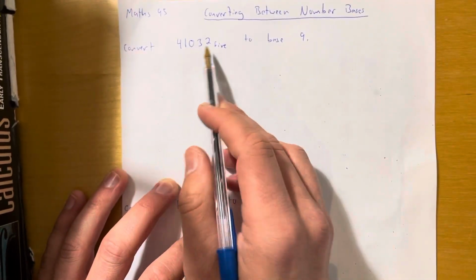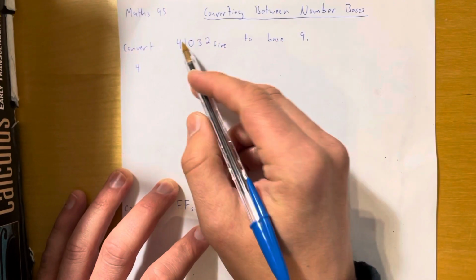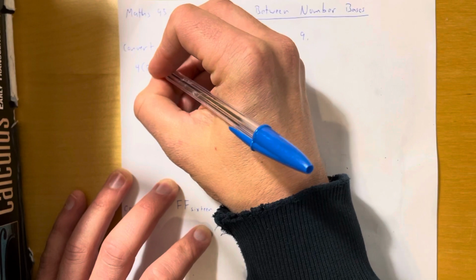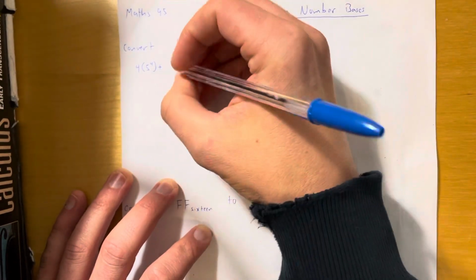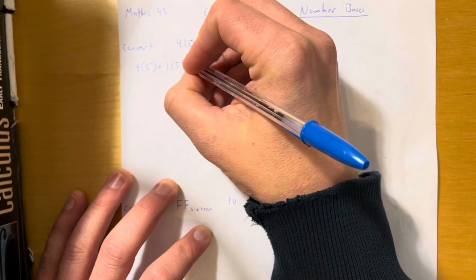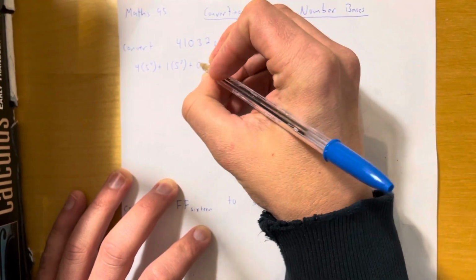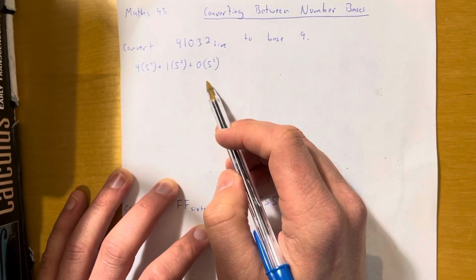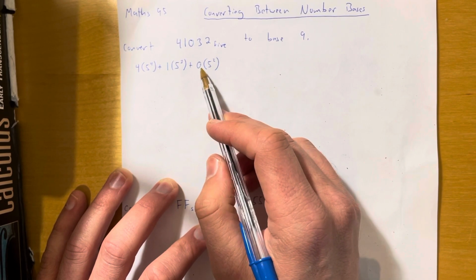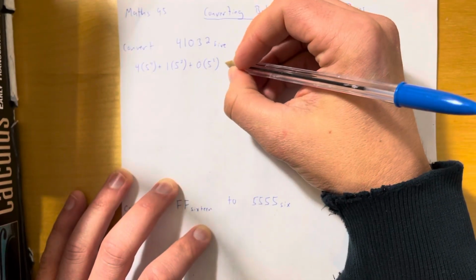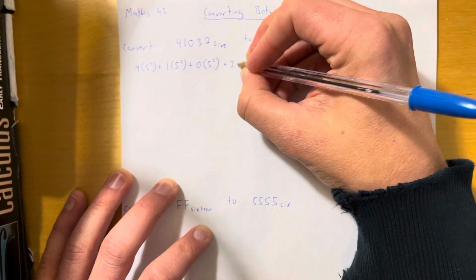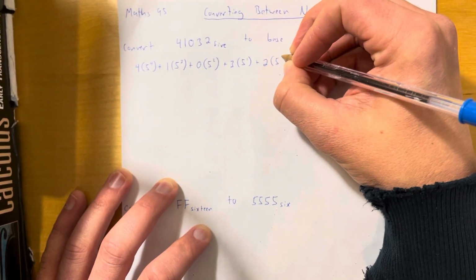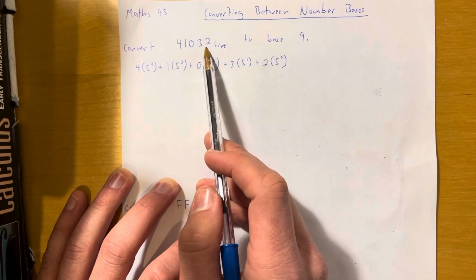And so writing this out in expanded form, we know that the 4 here represents 4 times 5 to the 4th power, plus our next numeral, 1 times 5 to the 3rd power, plus. Technically, I don't need to write this one because even though this next numeral represents 0 times 5 squared, the whole thing is going to end up equaling 0 anyways. But for completeness sake, I'm going to write it out. 3 times 5 to the power of 1 plus 2 times 5 to the power of 0. That's the literal meaning of this.